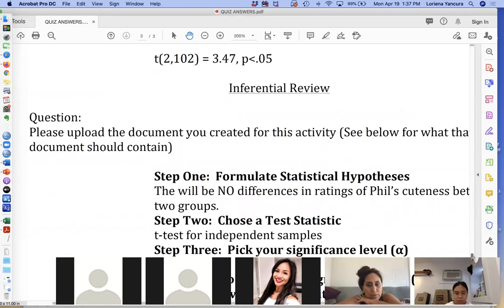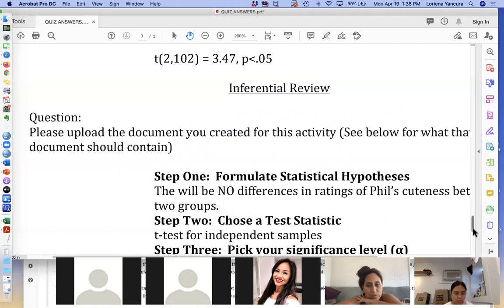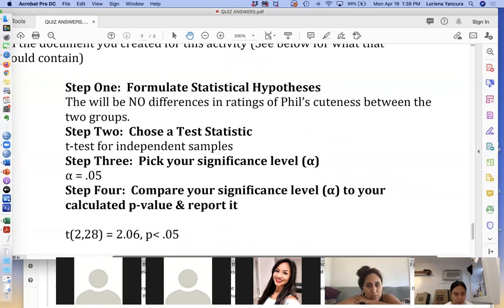So this is another one. You're responding directly to a question that we had in our online lecture. I gave you a word problem, and I told you that we did a study on Phil, again, poor little dog. We had 2 groups: one group looked at pictures of Phil with food in front of him, and one group looked at pictures with no food in front of him. We wanted to see which group he was cuter in.